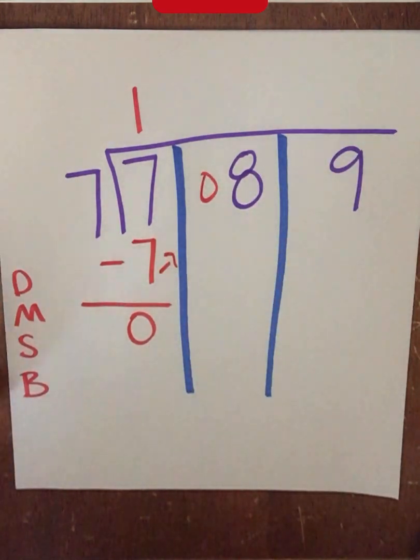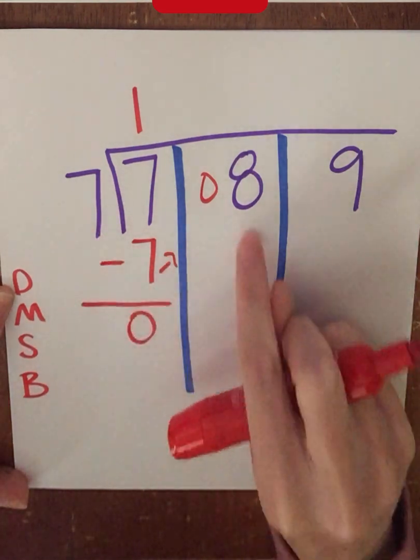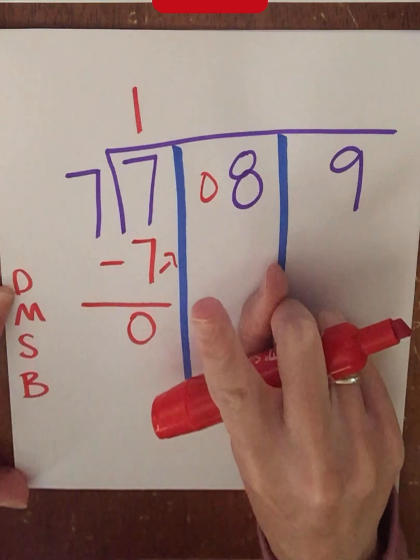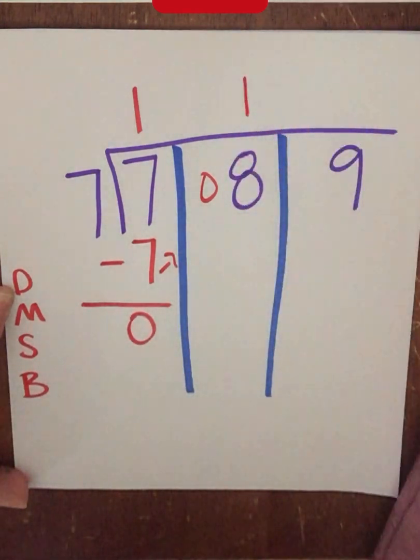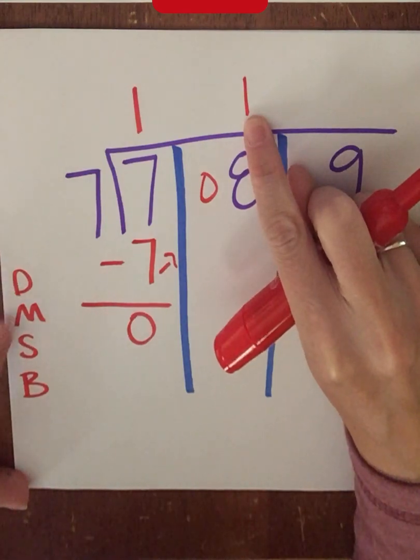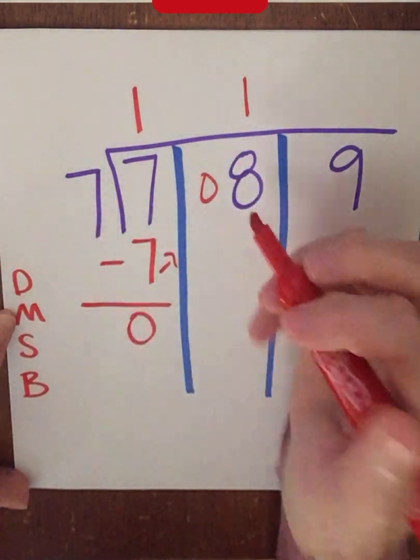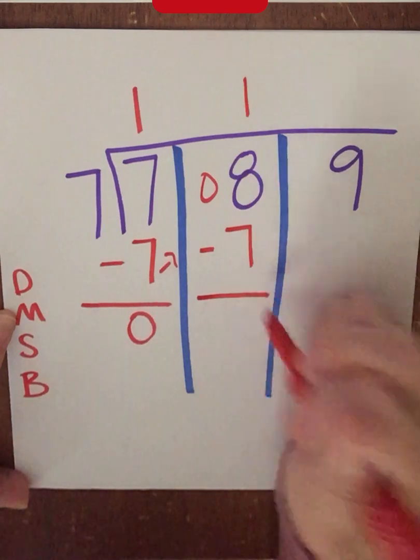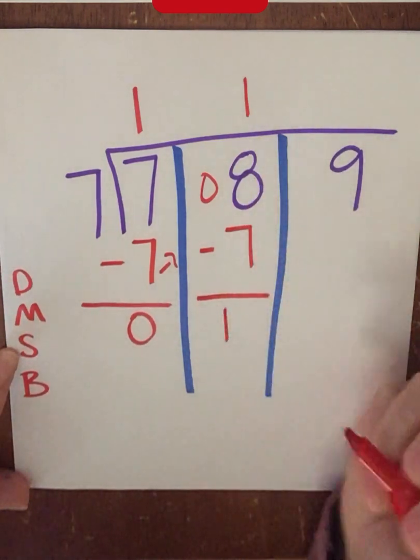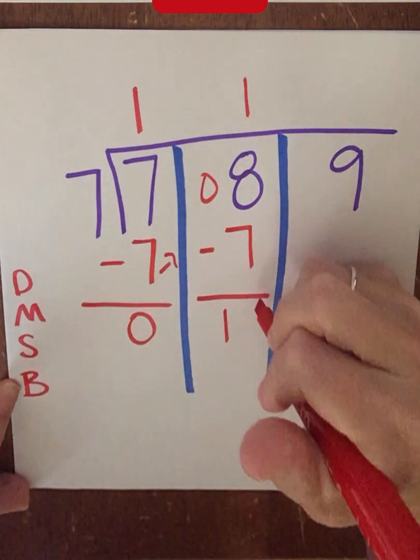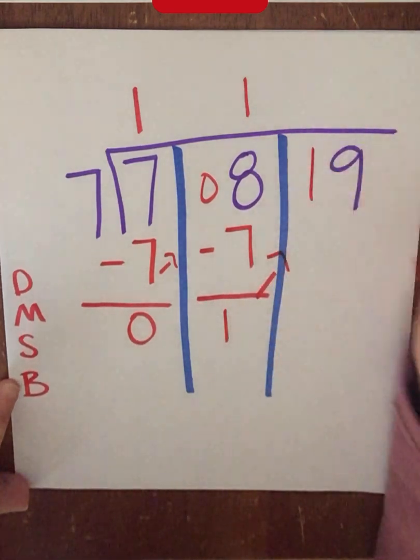And then I'm going to go back to the top and I start all over, divide, okay? 7 and 8. I can take one group of 7 away from 8, so I'm going to write 1 up here. 1, now I'm going to multiply. 1 times 7 is 7. Then I need to subtract. 8 minus 7 gives me 1. And then I'm going to bring over. So I'm going to bring the 1 up here.